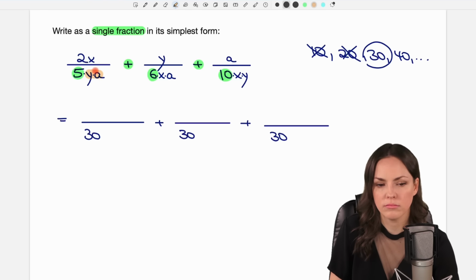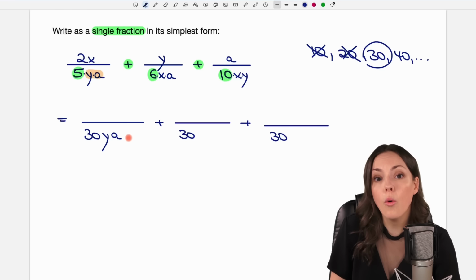So we take a look at our first fraction here. We have a y and an a in here, and we have to add both of these variables, all of the variables, to our common denominator. So a y has to be in there and an a has to be in there. That tells us our first fraction. Now we go to the second fraction and see if we have to add more than just these two variables.